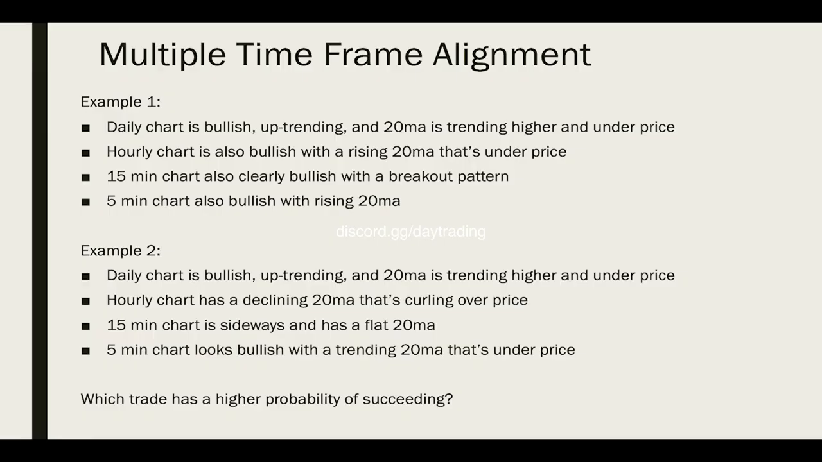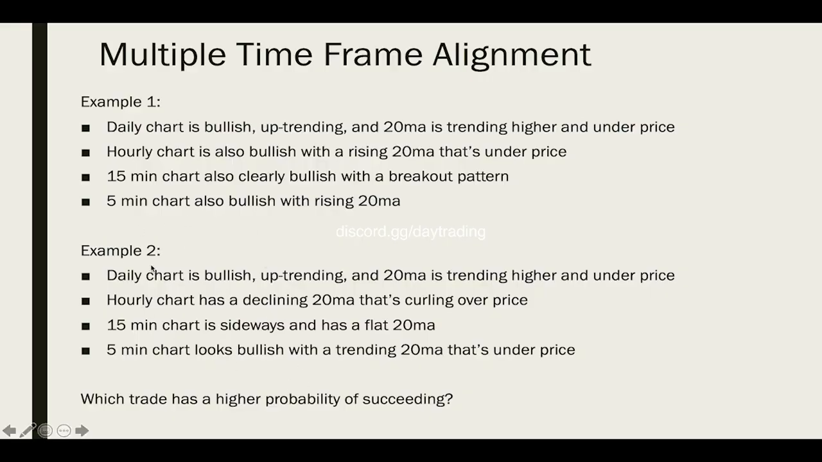Which trade has a higher probability of succeeding, right? Example 1, where every single time frame, doesn't matter if it's the larger time frames, such as the daily or hourly chart, or the lower time frames, the 15-minute or 5-minute chart, all of them are screaming bullish. All of them are giving you the same information that the stock or crypto looks higher.